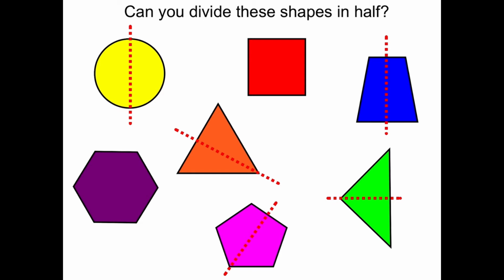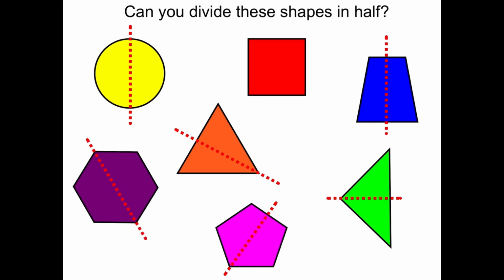Now this one is a hexagon. Now the hexagon has got lots of different ways of dividing it in half. You might remember from when we did symmetry, you can either go from the middle of the flat bits, or you can go from the point to a point, and that's still half on both sides.